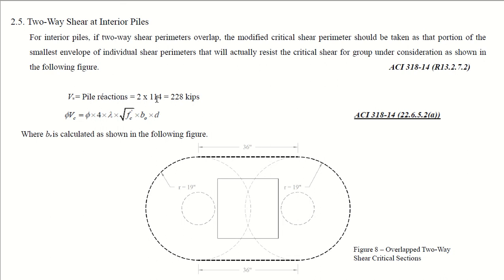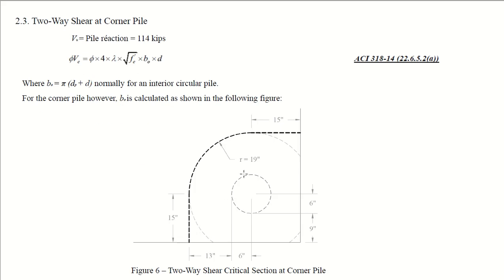Vu, as we know, for a single pile is 114, and in this case we are considering two piles. So combined Vu will be equal to 228 kips, right? Now putting the values in the capacity, b naught is calculated as shown in the following figure. So the dia of the pile, how much is it? 12 inches, right? So the radius will be 6 inches, and 6 inches plus this 13 inches, so 19-inch radius, as we have seen here, right?